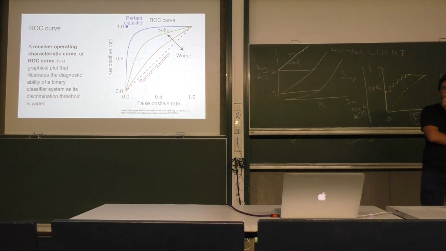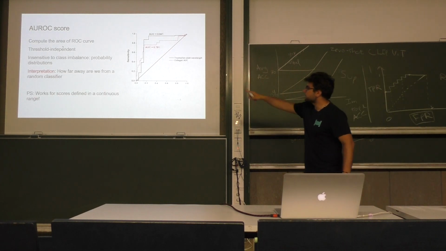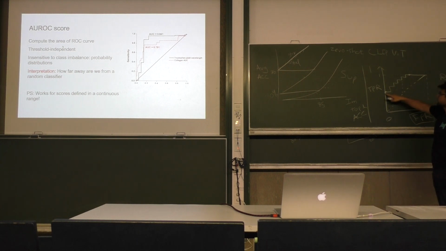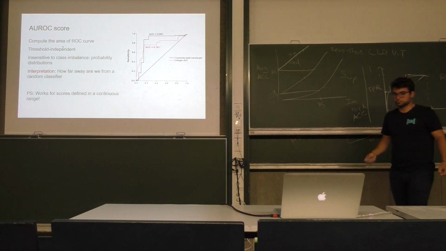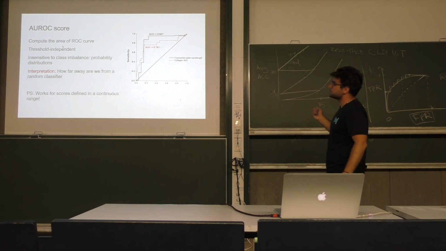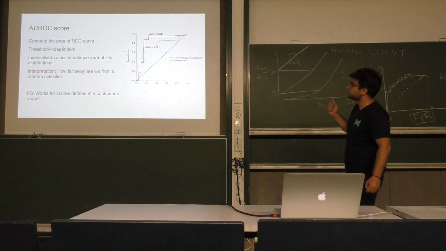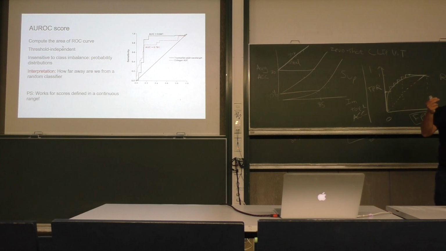Any questions? No? Okay. And this is the discretized version that I showed you, which you have to move for each sample. But for a very large number of samples, this becomes more smooth, something like this. The advantage of this curve is that it's threshold independent, and since we want one quantitative metric, like accuracy in image classification, we compute the area under this curve. This metric is called AUROC, the area under the receiver operating curve.